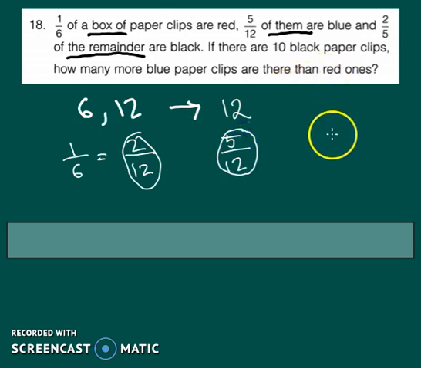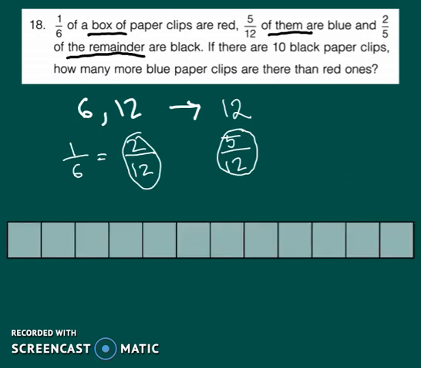All right, so let's think of this in terms of our bar graph. So now that we have a denominator of 12, it seems handy that we should divide this bar into 12 pieces, just like that, and then we can color it accordingly. So 1/6 or 2/12 of the paper clips are red. So that's 2 of the little units in our bar. 5/12 of them are blue. So that's 5 of these 12 units in the bar.